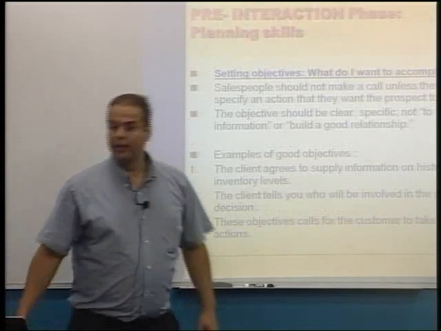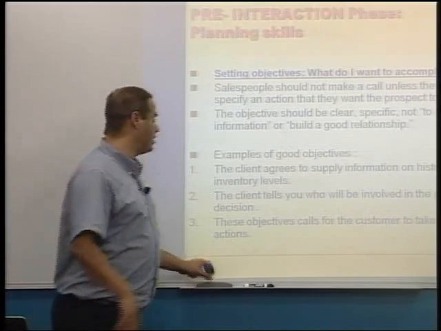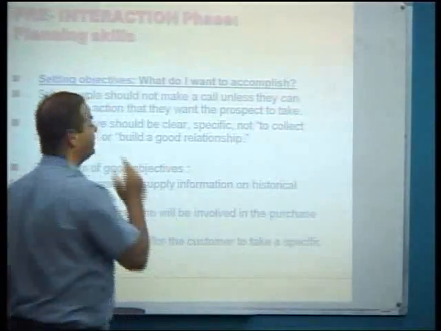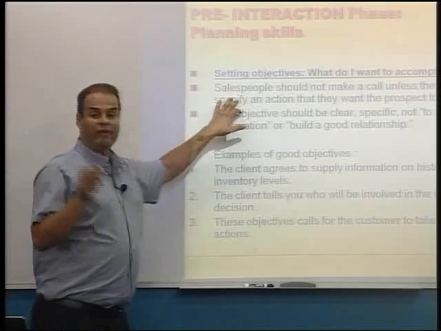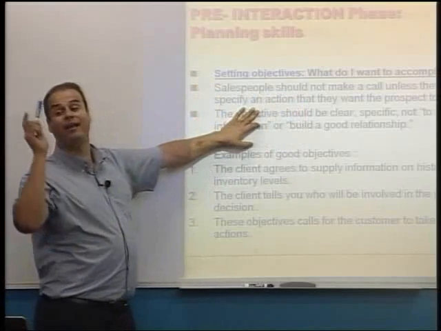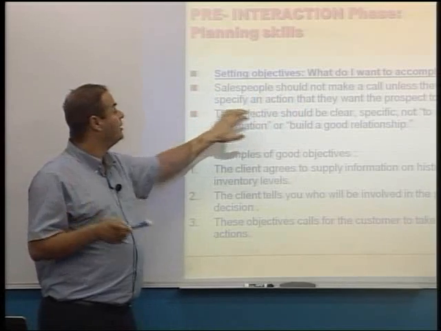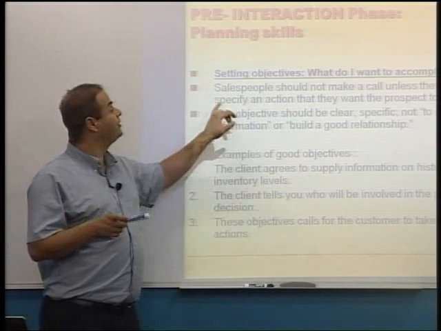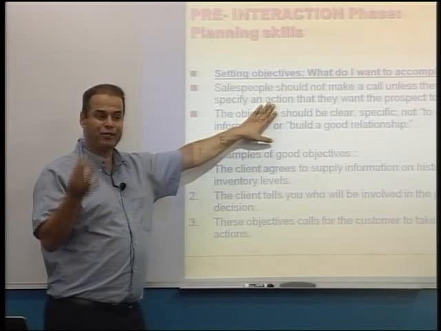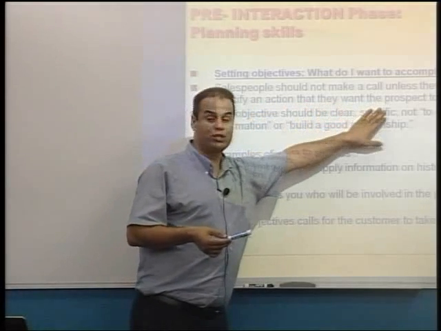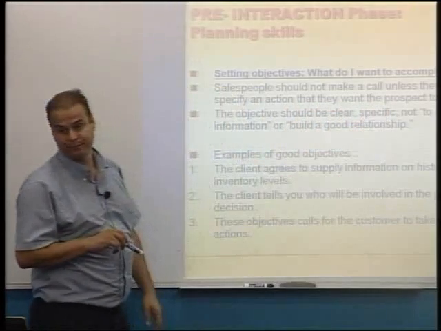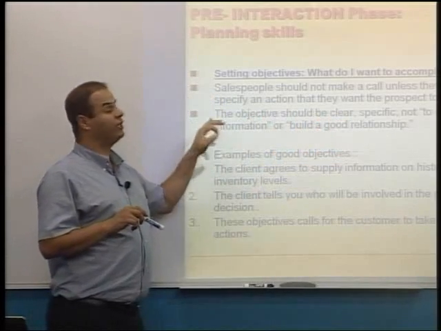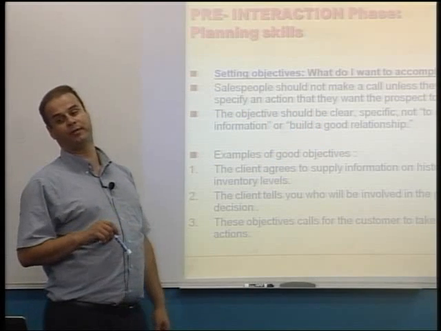Now, let's go on. We are going to begin our work by talking about the first skill, which is setting objectives. We have to remember that salespeople should not make a call unless they can specify an action they want the prospect to take, a response that they want the prospect or the potential customer to take. So the objective should be clear and specific, and not to collect information or build a good relationship with the customer.